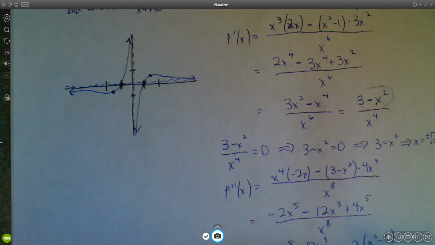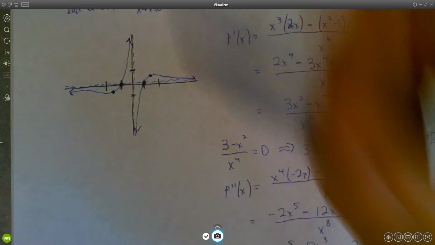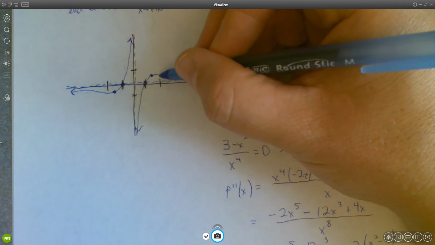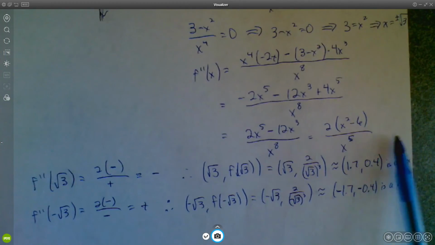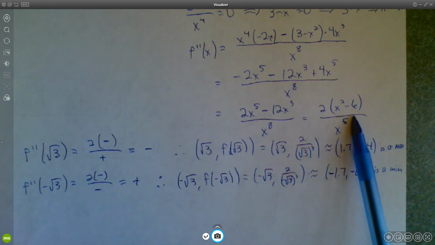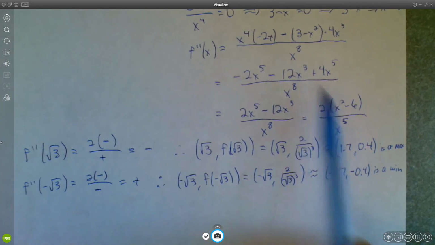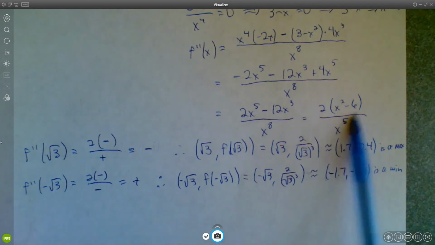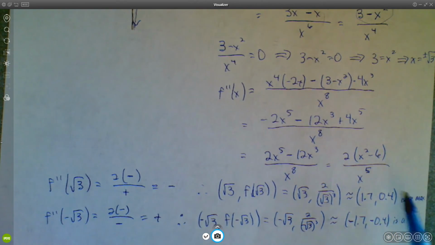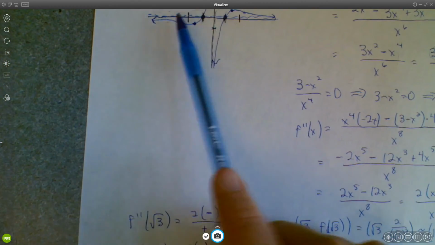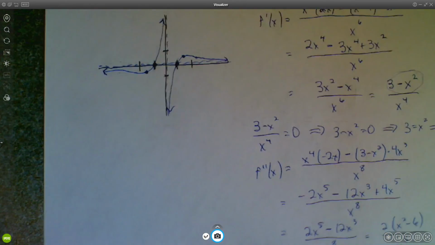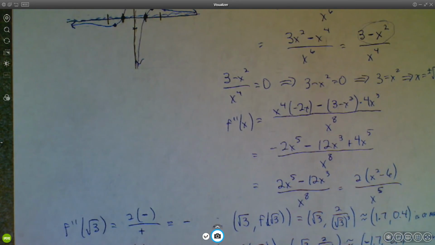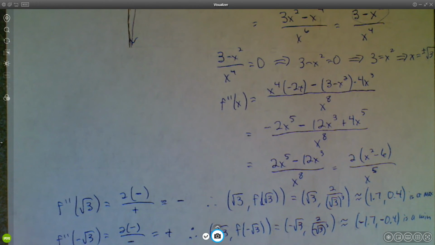If I wanted to, I could find the inflection points, because I know that here I'm concave down, but I change to be concave up. And that must be happening at square root of 6, right? This is the second derivative, so I've got a change in concavity at positive square root of 6 and at negative square root of 6. I'm not going to take you through all the gory details there, but yeah, I've got a change in concavity at plus or minus root 6.